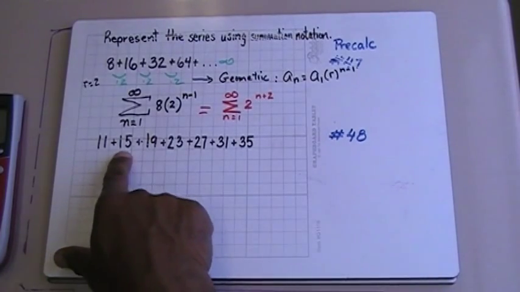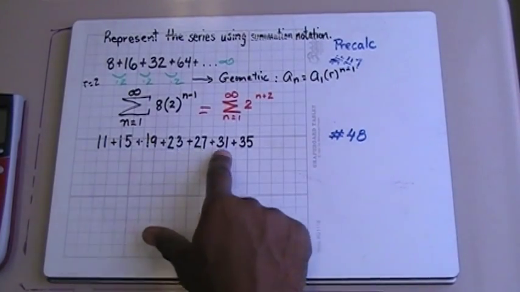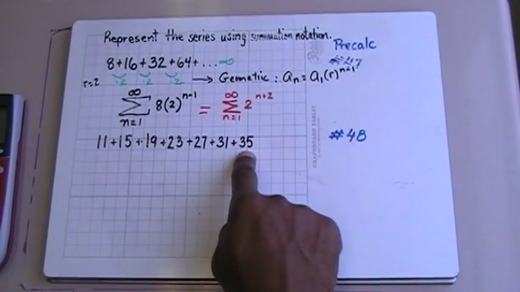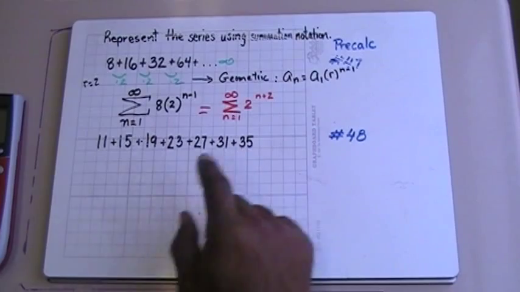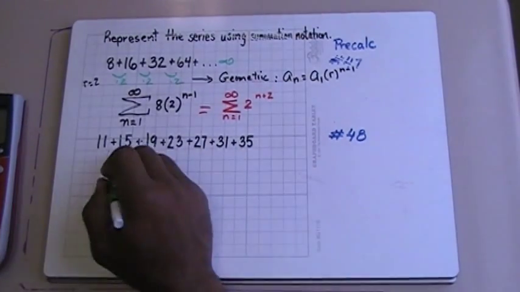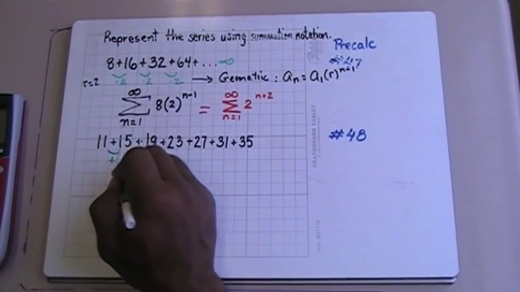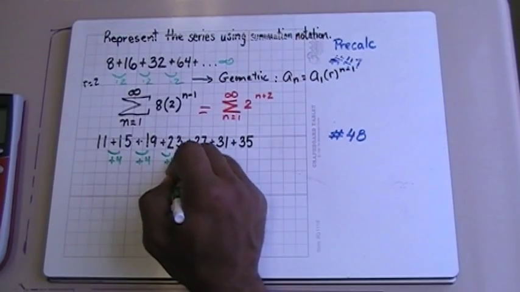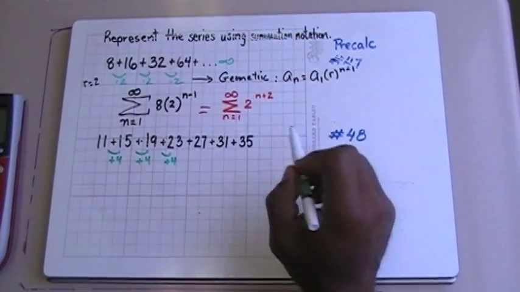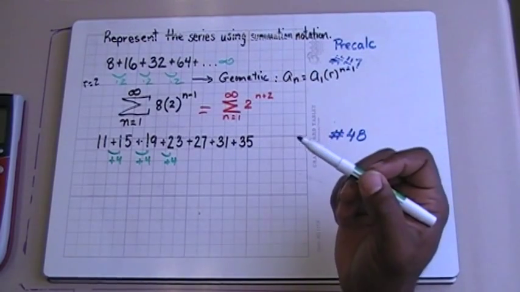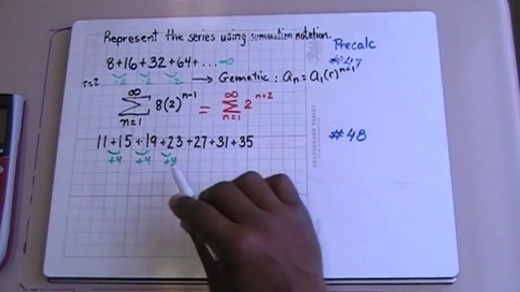11, 15, 19, 23, 24. It's increasing. What's going on? And it also is finite, meaning it stops. So what's going on here? Let's see. It looks like I'm going plus 4 every time. So what we have here is an arithmetic series, where we're increasing by 4 every time.